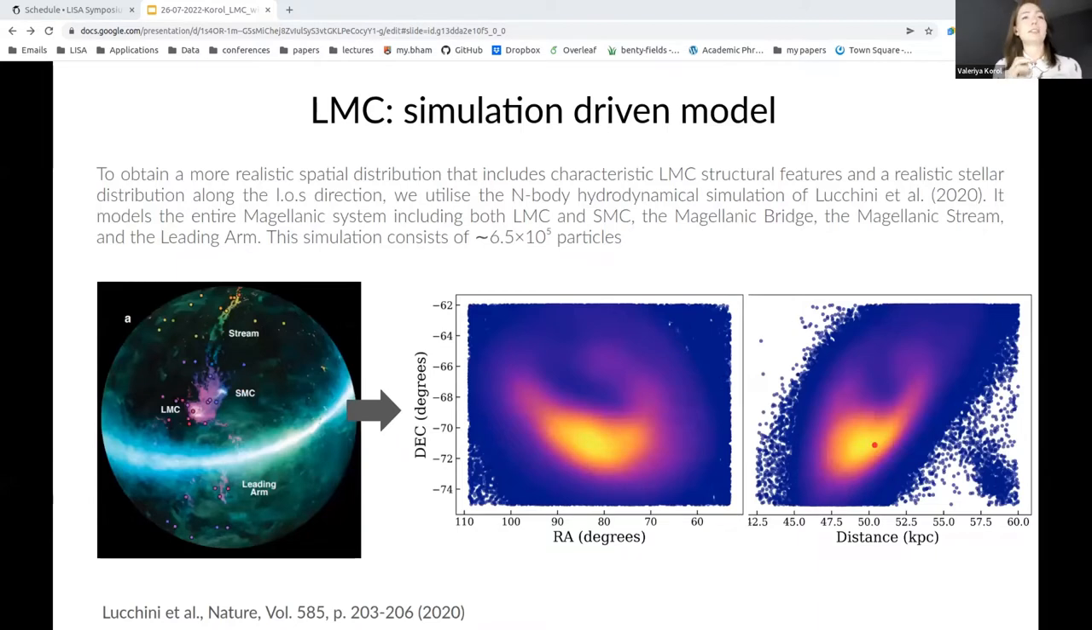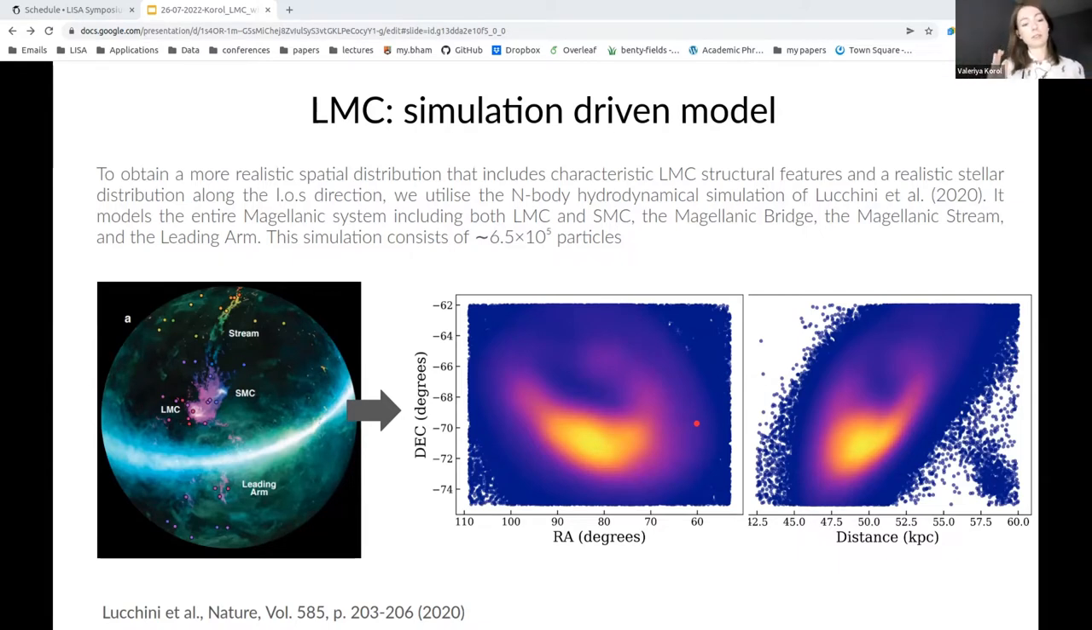In our second model, that is the simulation-driven one, we wanted to explore more the spatial distribution of the LMC and its peculiar features that I'm mentioning here on the slide. So the bridge between the Magellanic Clouds, then the arms extending towards the SMC and towards us. And we wanted to see whether these are visible with LISA. So we base our study on an N-body hydrodynamical simulation of Scott Lucchini that was specifically designed to reproduce these LMC features. And here we inject our double white dwarf population into the simulation particles according to the particle mass and the age of the stars within it. And again, on the right, you see our version of the LMC based on this model.